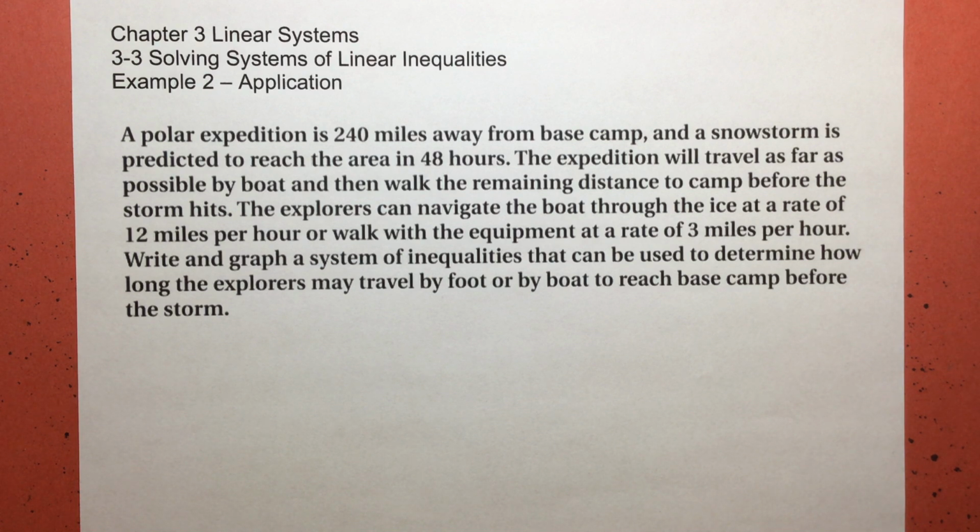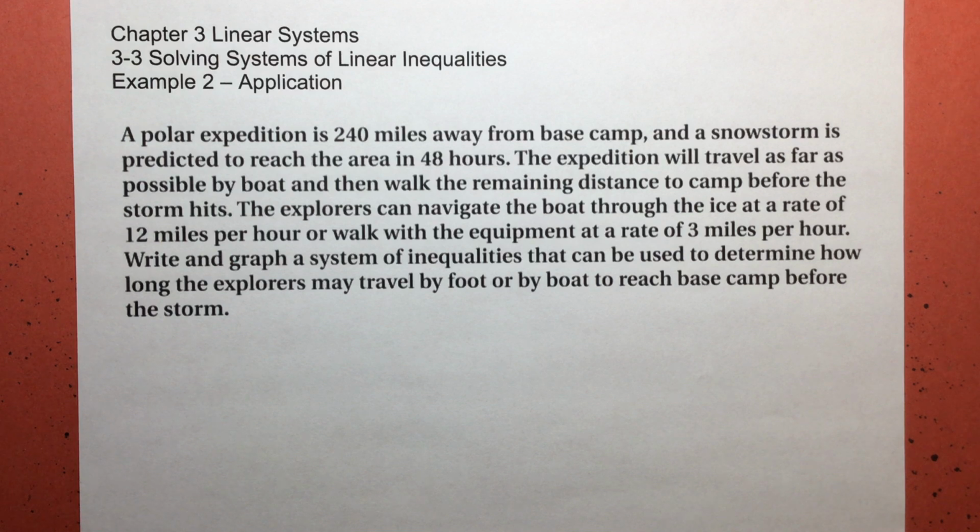Or they can walk with the equipment at 3 miles per hour, which I think is actually pretty fast to walk in snow carrying equipment. I think 3 miles per hour is about what I do when I walk my golden retriever. But these guys are superstars. Write and graph a system of inequalities that can be used to determine how long they were going to travel by foot or boat to reach the base camp.